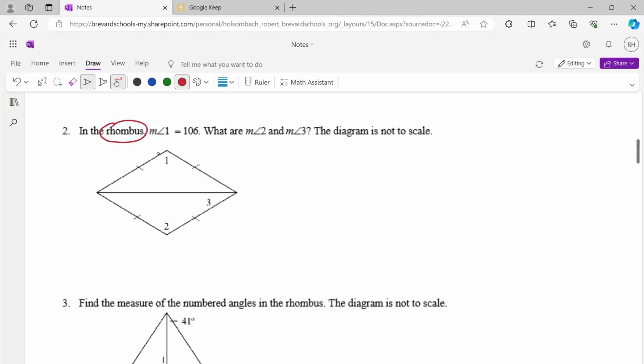In problem number 2, in the rhombus, angle 1 is 106 degrees. So I'm going to replace this with 106. What are the measures of angle 2 and the measure of angle 3? The diagram is not to scale. All right, so diagram or rhombus. These opposite angles are congruent. So this angle 2 down here is 106.